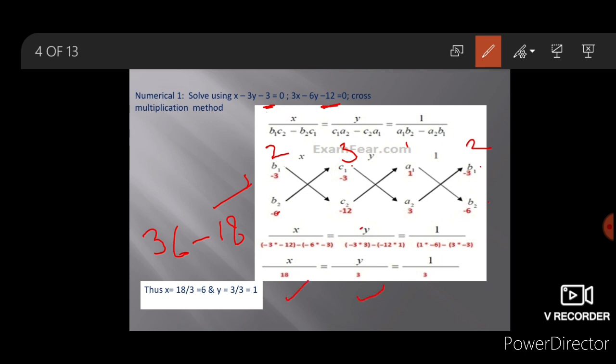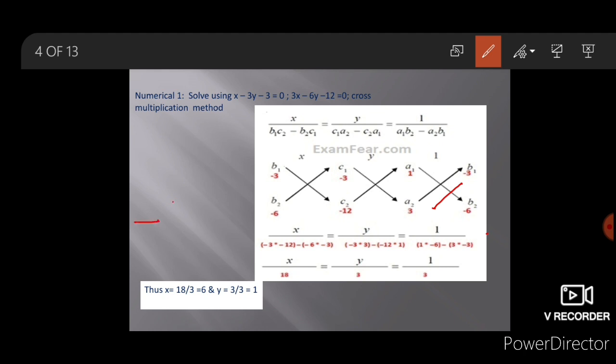In the same way we get minus 3 multiplied by 3, which is minus 9, minus 12 multiplied by 1 is equal to minus 12. So y upon we get 3. In the same way we get 1 upon 1 multiplied by minus 6 minus 3 multiplied by minus 3, is equal to minus 9.